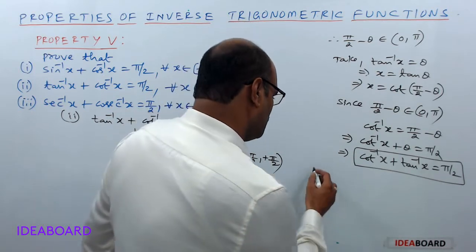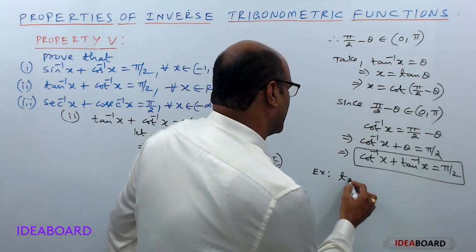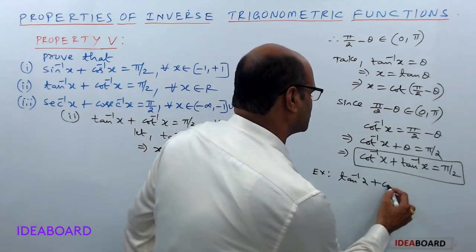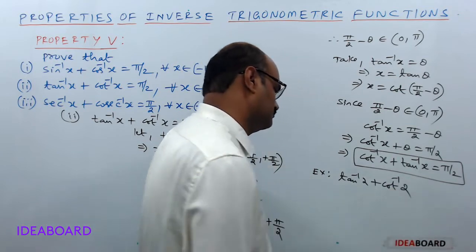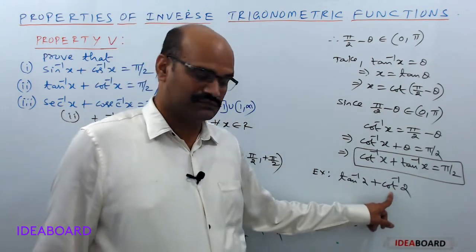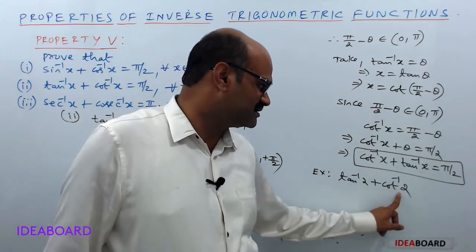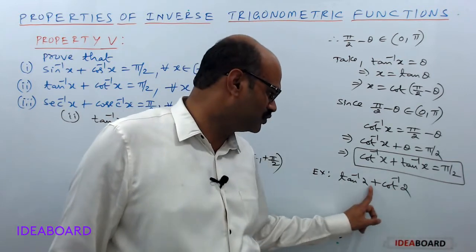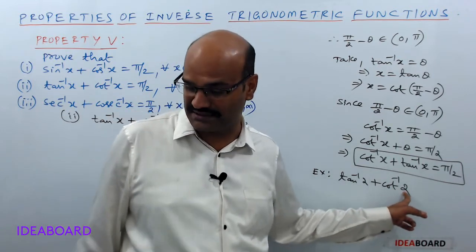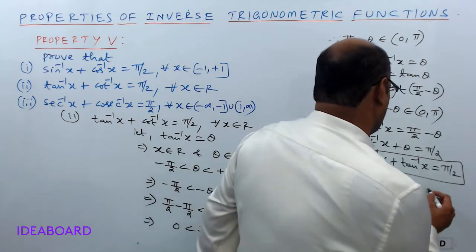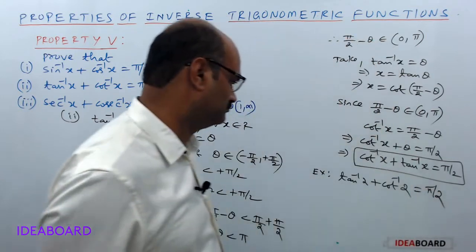Now for example, if you take tan inverse of 2 plus cot inverse of 2, the value of this is always equal to pi by 2, since x equal to 2 belongs to the set of real numbers. So it equals pi by 2.